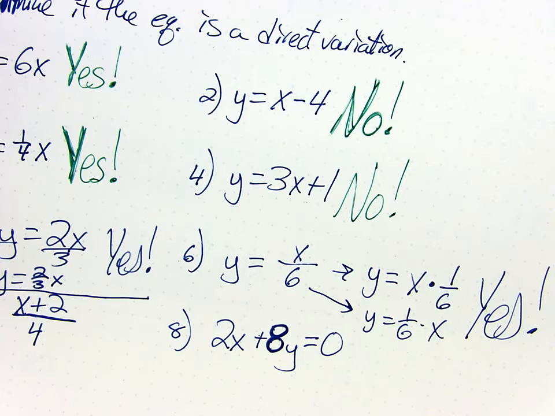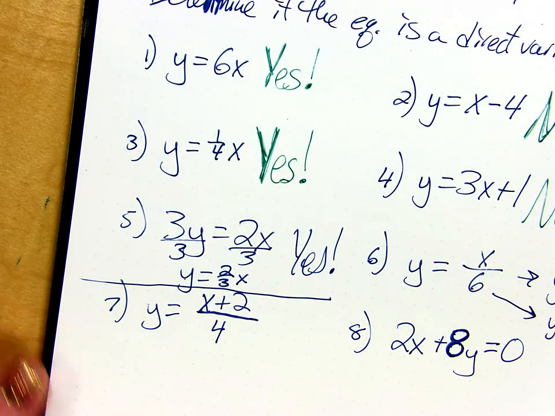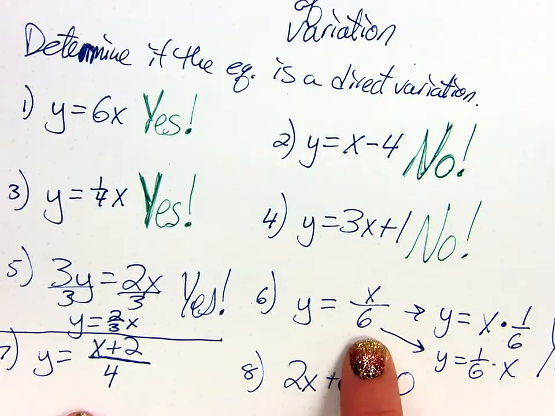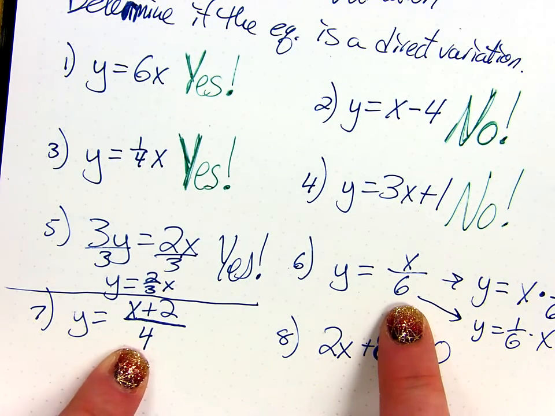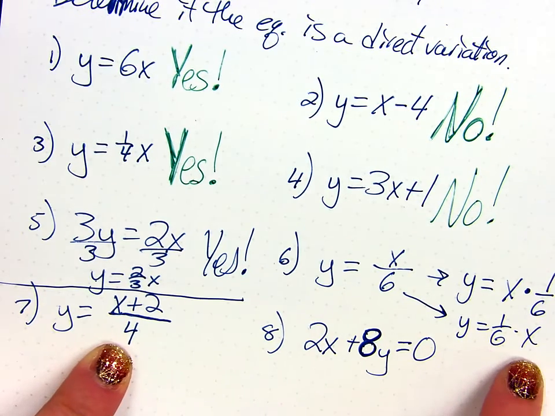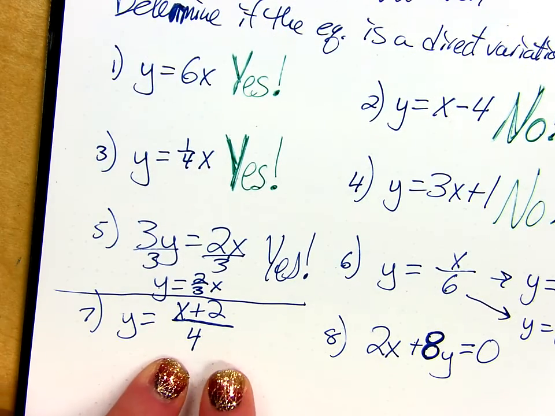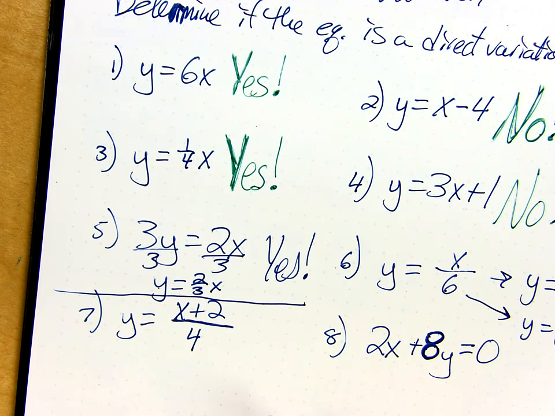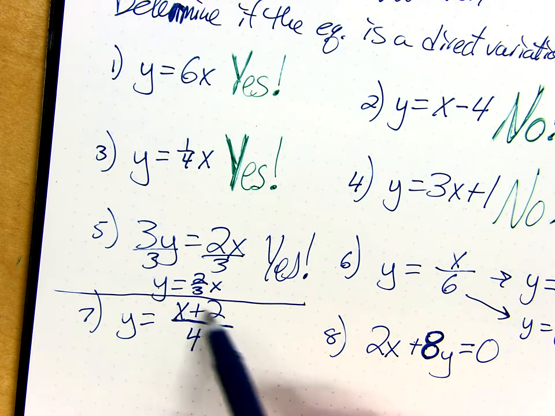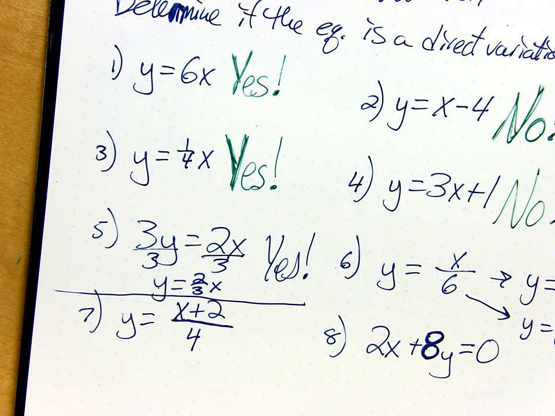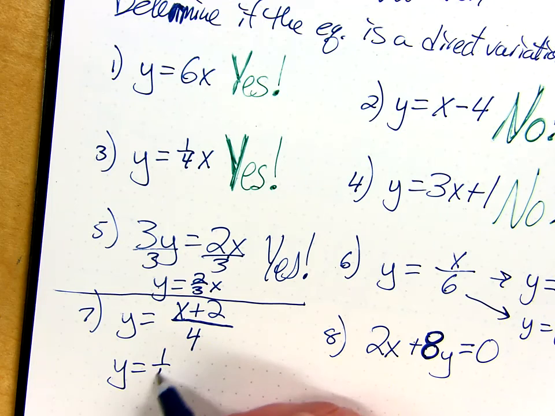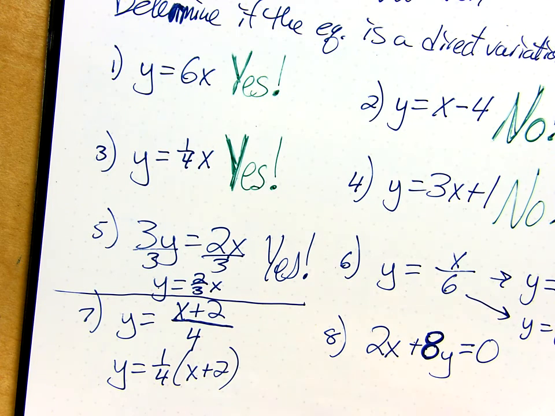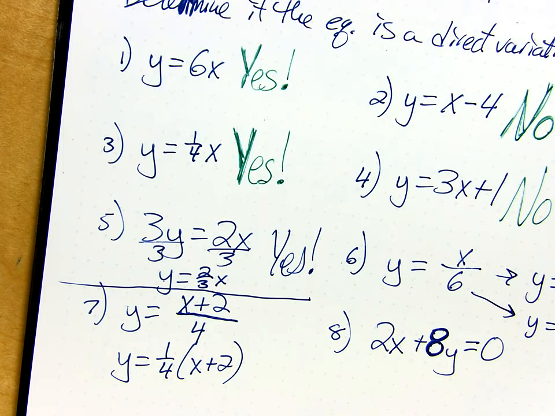How about 7? So, kind of the same idea as the last one we just did. So I was able to rewrite that as 1/6 times x. Can I kind of do the same thing here? I can. I could rewrite this as 1/4 times x plus 2. Is that going to be in direct variation form, though? No. So you can rewrite this like this: 1/4 times x plus 2. That's totally legitimate. You can do that. But this still doesn't fit the pattern because I have that plus 2 there.